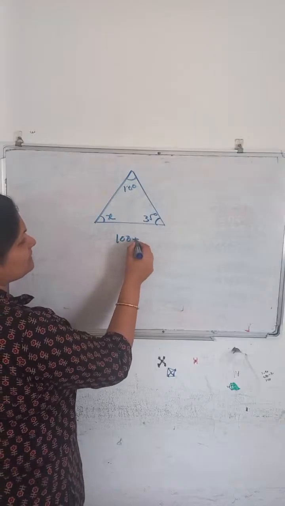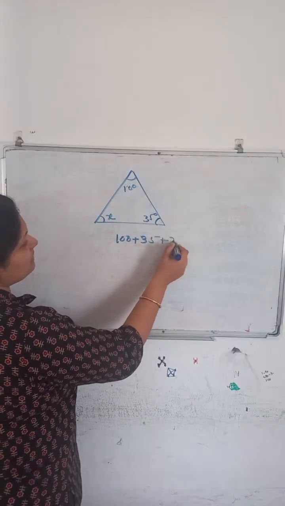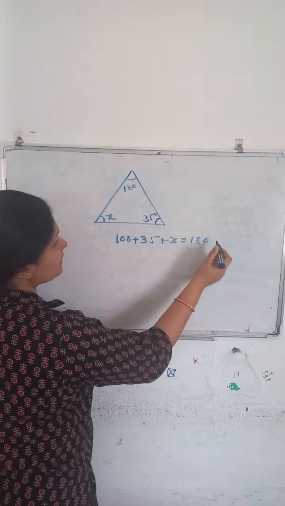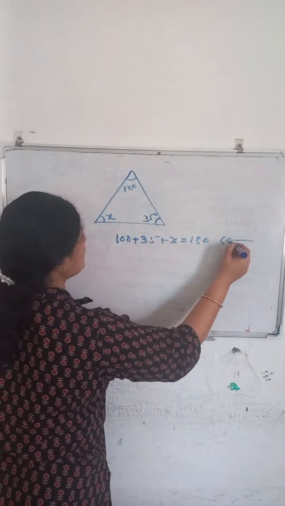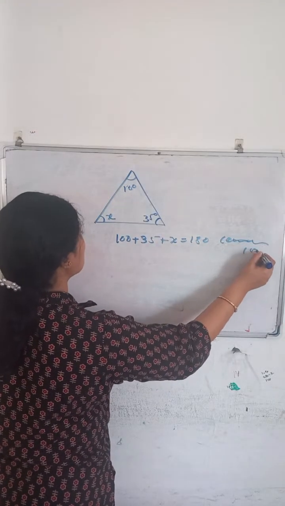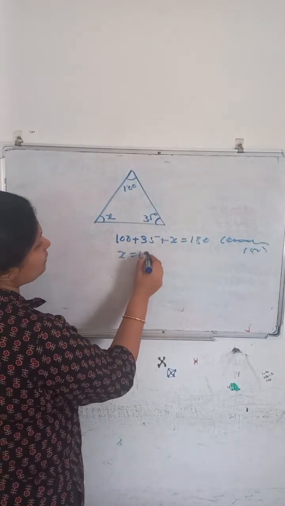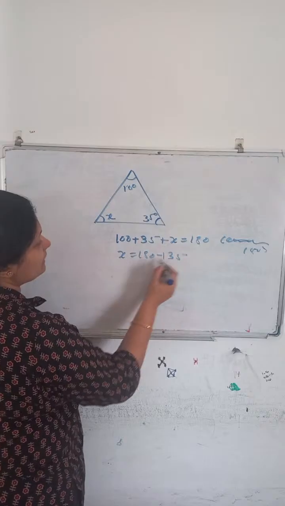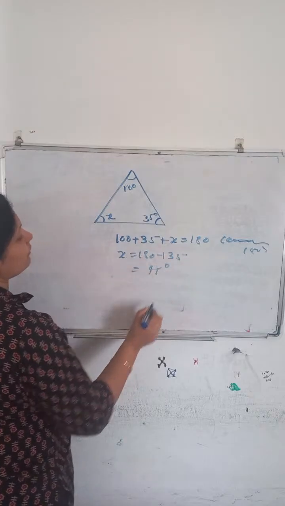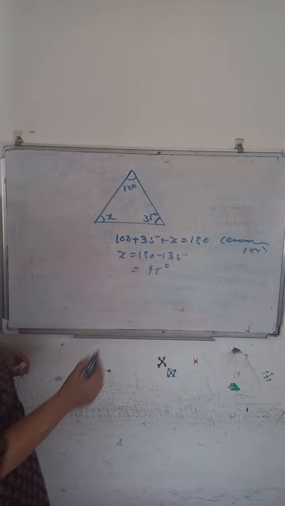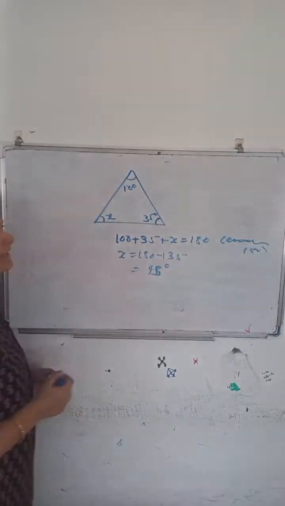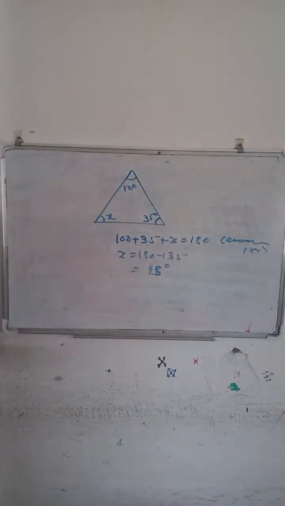Again, triangle angle sum property. The sum of all three angles is nothing but 180. Write down here: angle sum property is equal to 180. Triangle angle sum property. So here x is equal to 180 minus 135, that is equal to 45 is the answer. So the third angle we will get as 45. Okay, so write down.